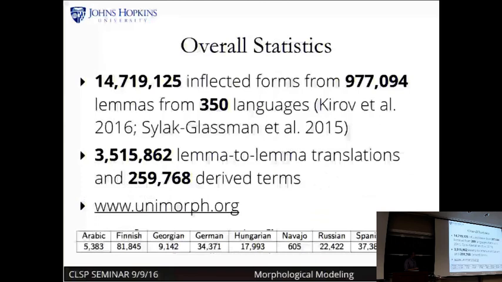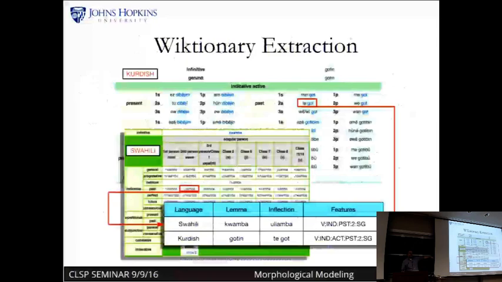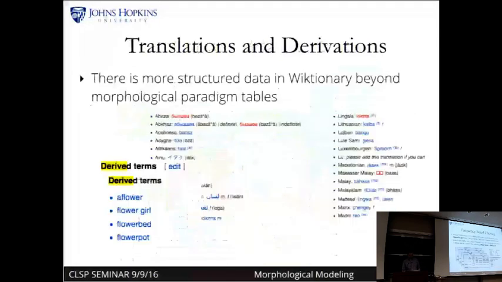Okay, so overall, with all of these tricks, we ended up getting around 15 million inflected forms out of Wiktionary for around 1 million lemmas across 350 languages. We also, as I said, extracted all those translation tables and derivation tables whenever we could get them. You can actually get the inflection tables. I think they're all up there right now at unimorph.org if you'd like to use it for something. So it's data in this format down here: lemma, language, and UniMorph features.